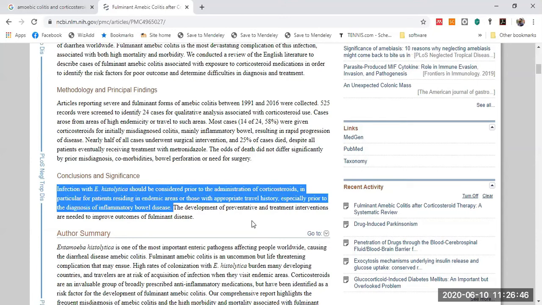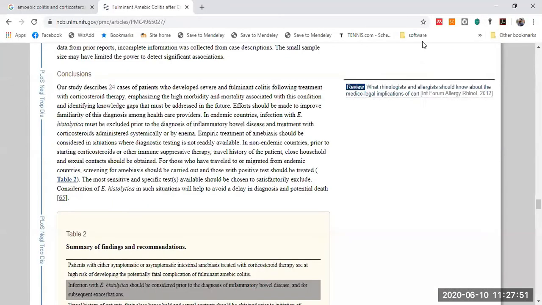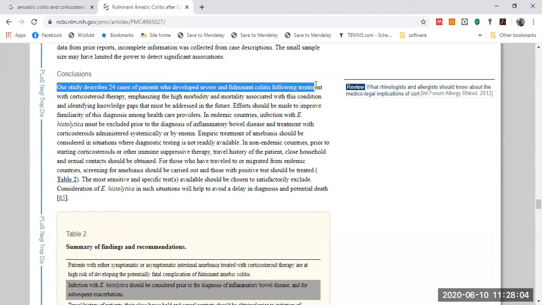So the main thing is that we need to evaluate for infection with Entamoeba histolytica first, and then we need to give them the corticosteroids. The assessment will be very important. When we read the conclusion of the study, you can read the full article in detail, but the main thing is that they found 24 cases of patients who developed severe and fulminant colitis following treatment with corticosteroid therapy.